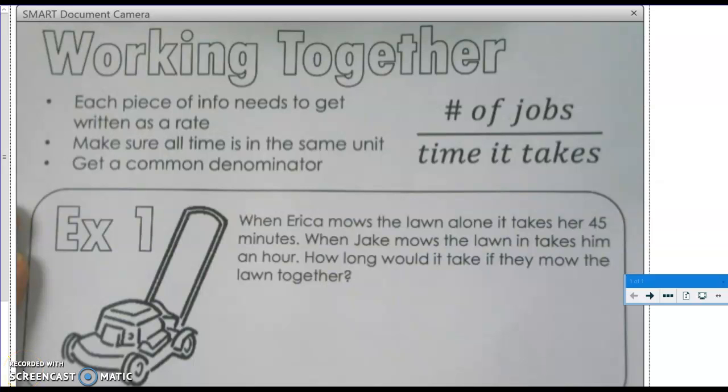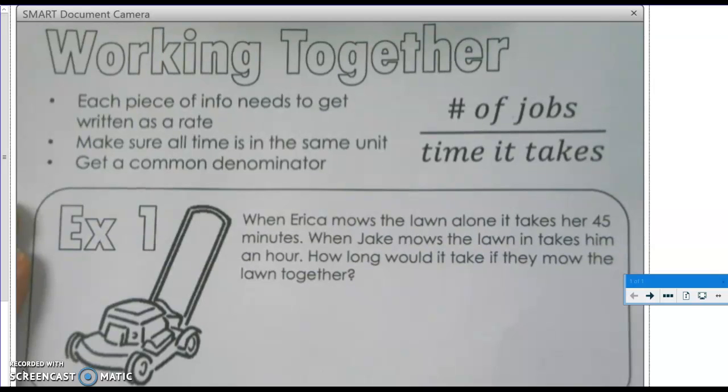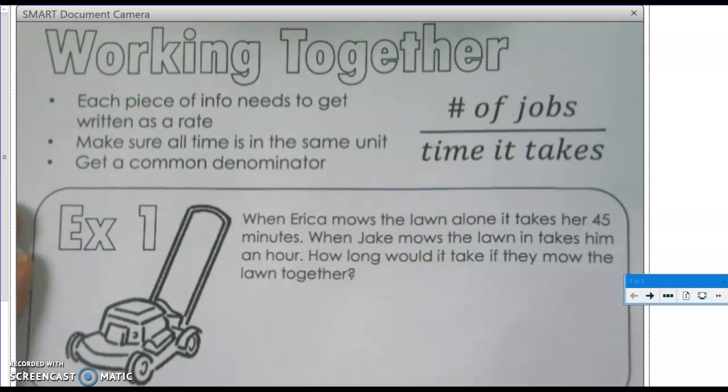All right, everyone, this video is going to go through this sheet of notes, which there is a blank copy for you in Google Classroom if you would like to print it out or just kind of get a feel for the outline. So this video is going to go over word problems where two or more people are working together to complete a task.